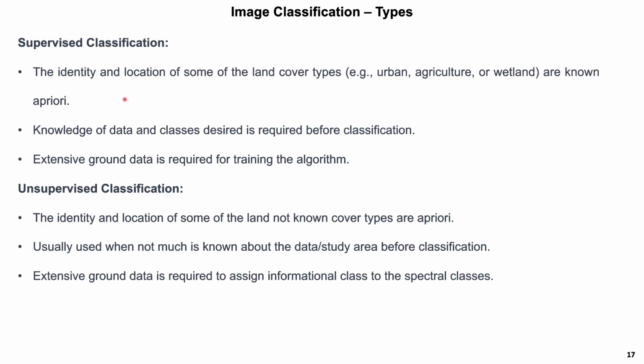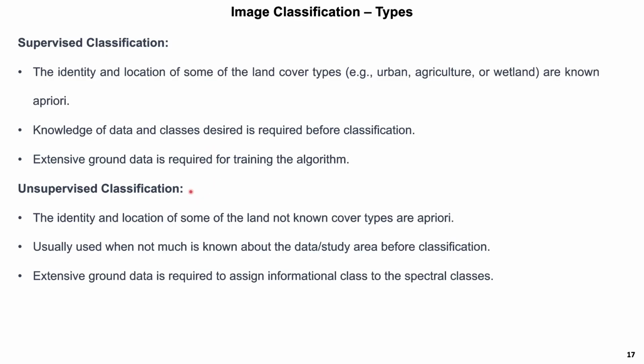And in supervised classification, we already know the land cover types. So we will go to the places and say these are all the land use classes I want in the final output. So we already know what the classes are. For this, a lot of data is required and it is a very extensive process, but it will give you accurate outputs.